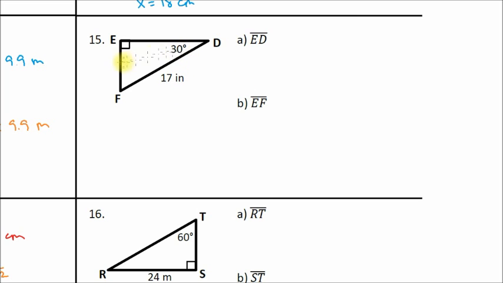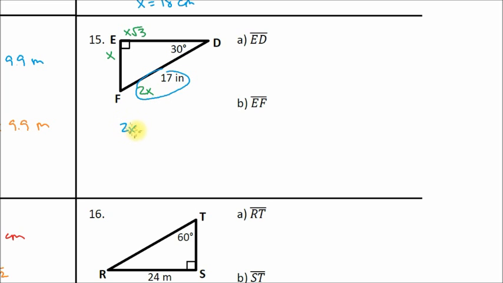Alright, we've got a 30, 60, 90 triangle. The side that is opposite or across from the right angle is the hypotenuse. That's going to be 2x. The side that is adjacent to the 60-degree angle, which is right here, is going to be the short leg, which is x. And then the long leg is going to be ED, which is x times the square root of 3. Looks like they have chosen to give us the hypotenuse.